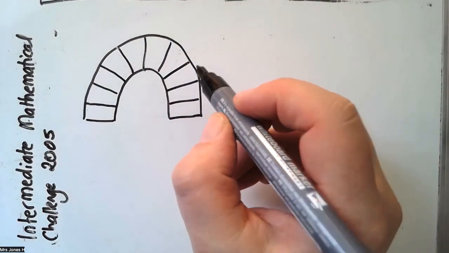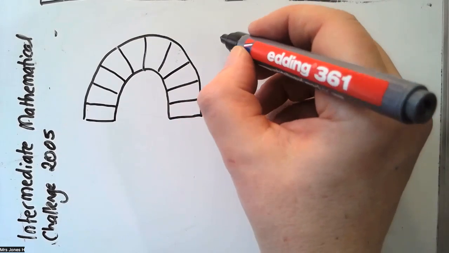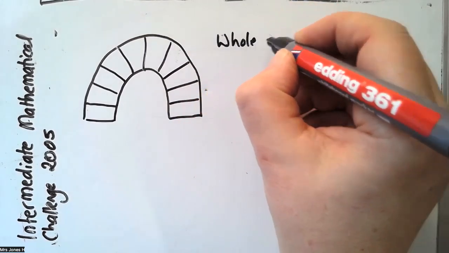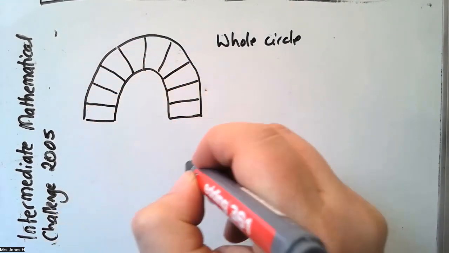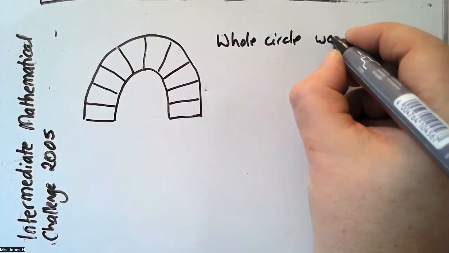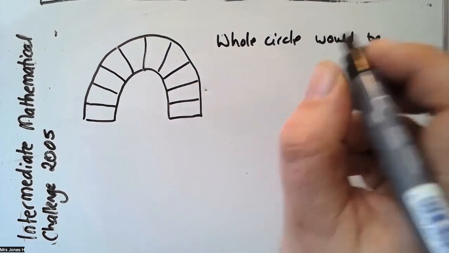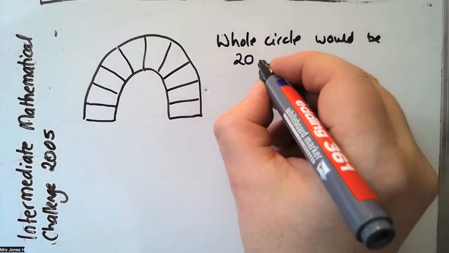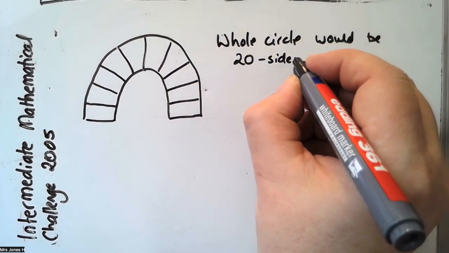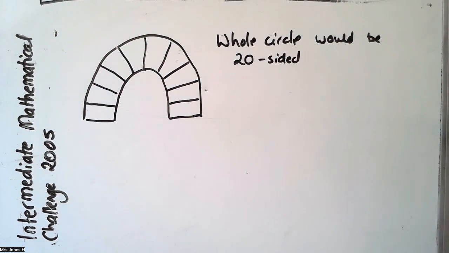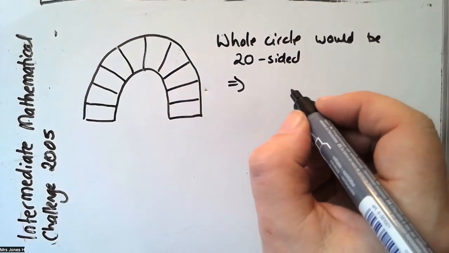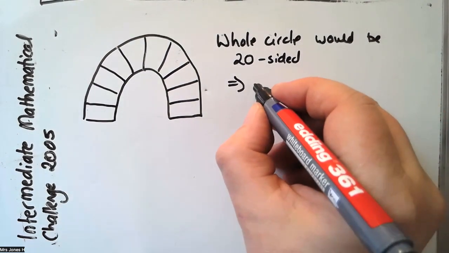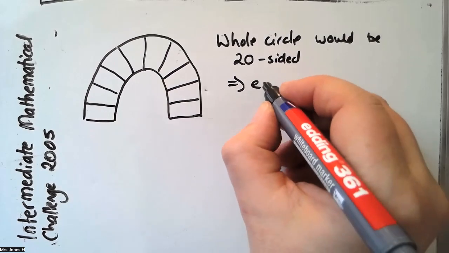So if I draw this out here, the whole circle, if we drew a circle out here, it would be a 20-sided shape. We've got 10 already, but the whole circle would be 20. Therefore, whatever formula you've got for doing this, use it.